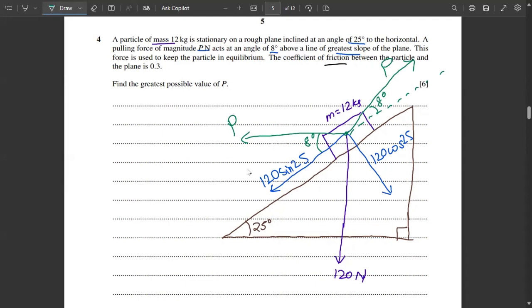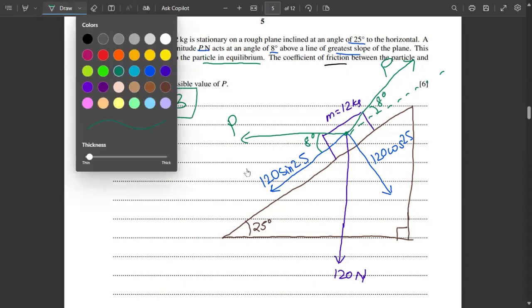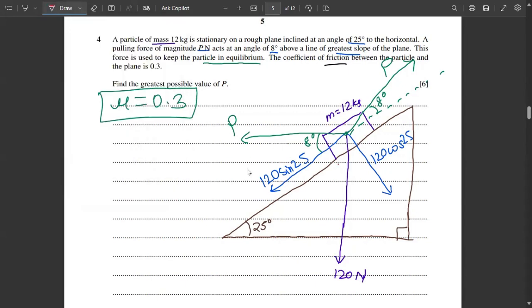This force is used to keep the particle in equilibrium. The coefficient of friction between the particle and the plane is 0.3. So let us write it. Coefficient of friction is 0.3. Now that means when a frictional force will act.